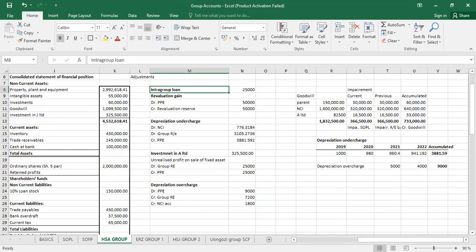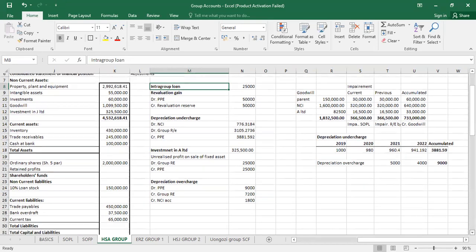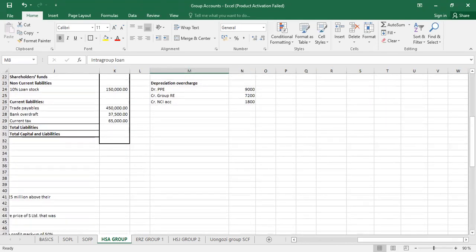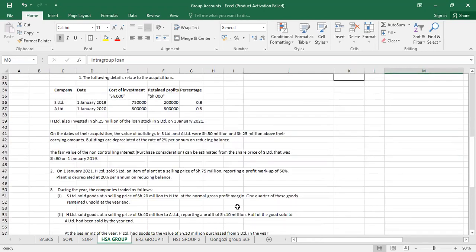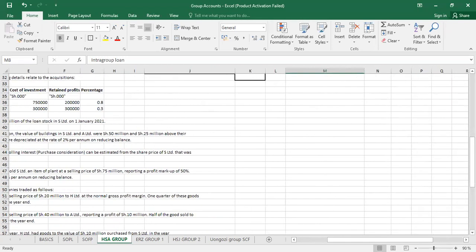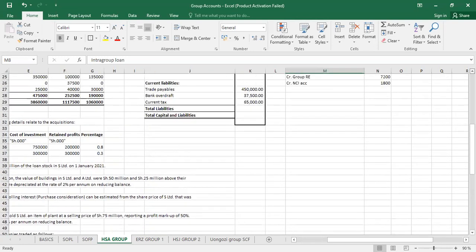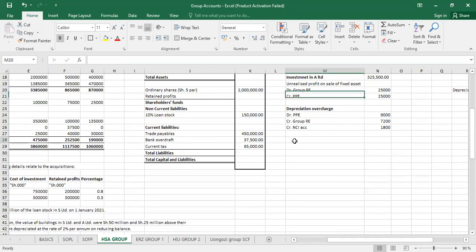So again, I'll be back to the additional information. We finished this one, including the depreciation. So we go to additional information number 3. S sold goods at a selling price of 20 million to H Limited, a subsidiary selling to a holding company. That one is an upstream sale at the normal gross profit margin. A quarter of the goods still remains. The normal gross profit margin will be a third. So this one results in unrealized profit on closing stock.